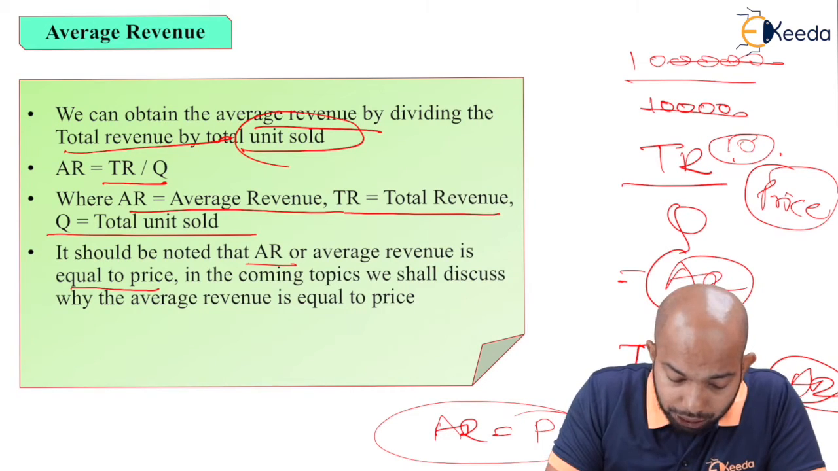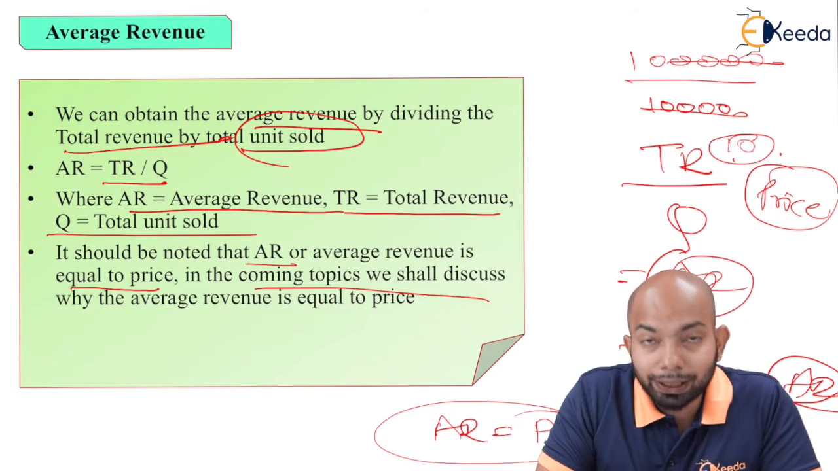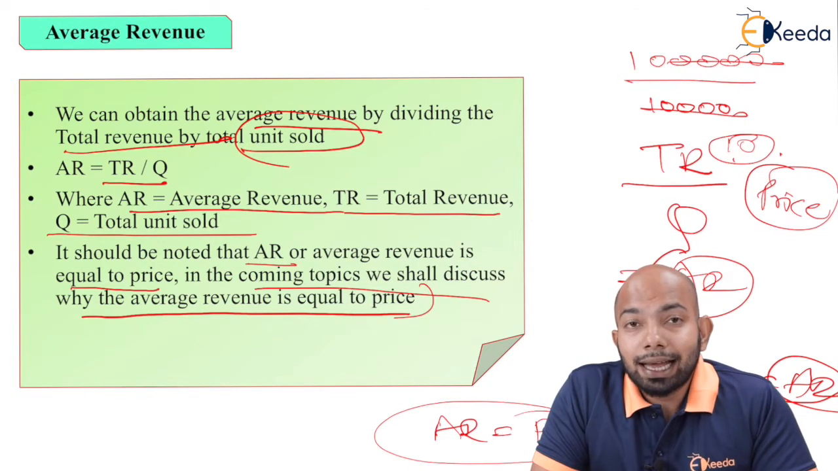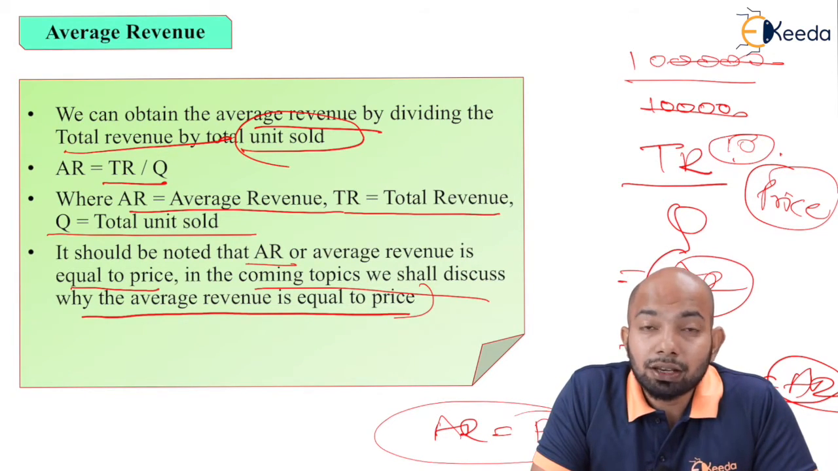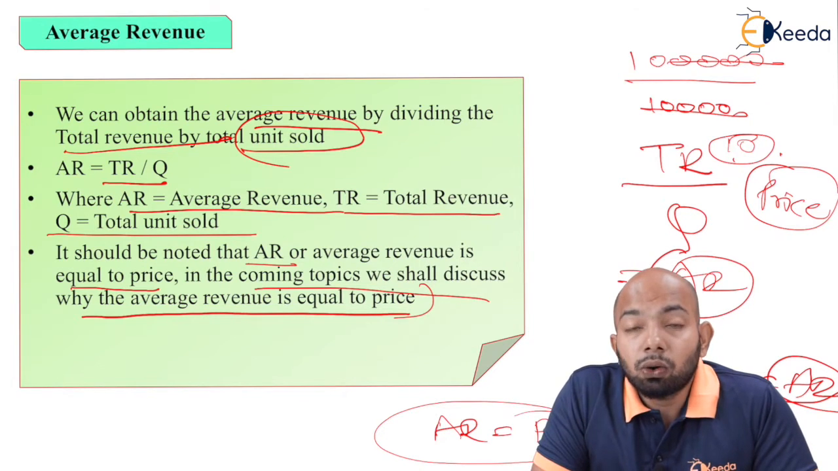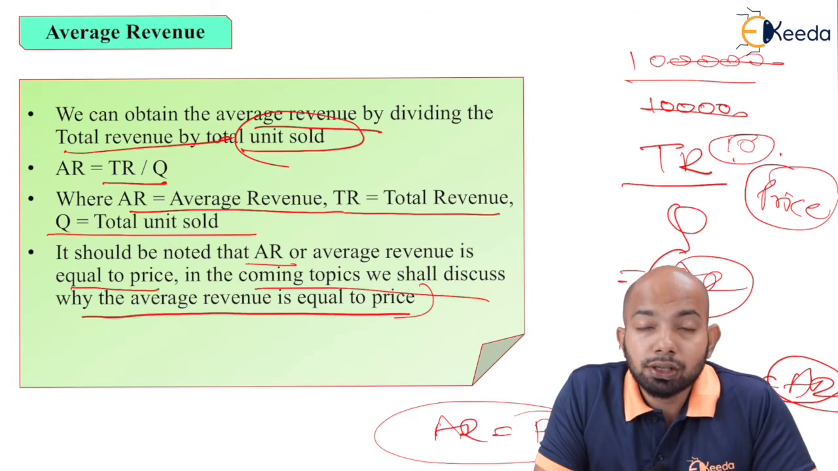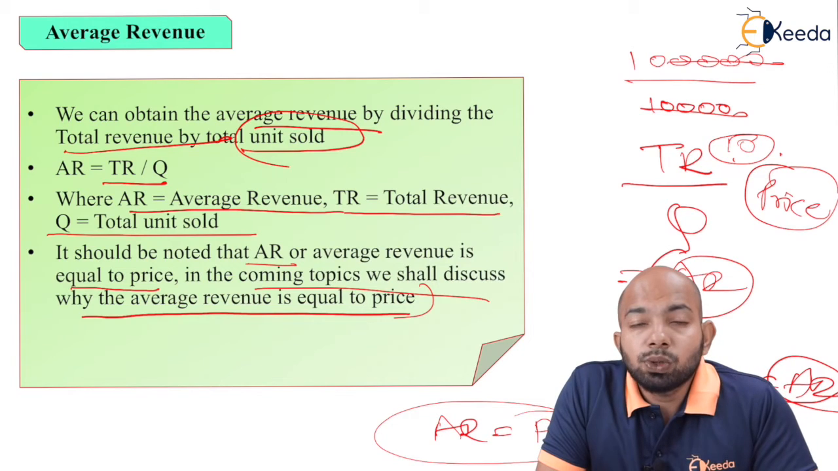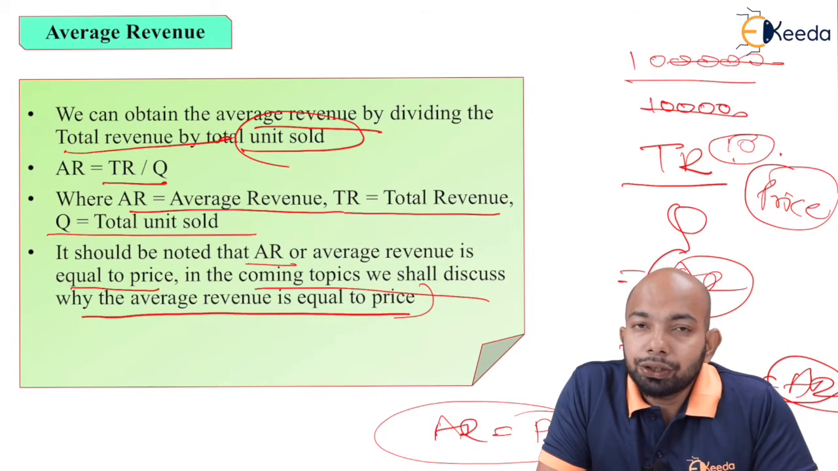In the coming topics, we shall discuss why average revenue is equal to the price. The reason for this will be discussed in the upcoming topics: why exactly we say that average revenue is equal to price, and why it comes on an equivalent basis, that is, LHS is equal to RHS when it comes to average revenue and price. That is something that we'll be discussing later on. But for now, when it comes to average revenue, this is the basic formula that you need to understand.